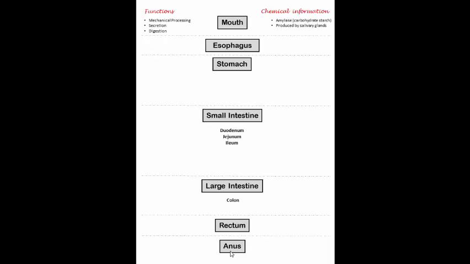Starting in the mouth, food is crushed and ground down by your teeth, and there's partial chemical digestion of food by your saliva. In particular, by an enzyme called amylase, which breaks down carbohydrates and is produced by the salivary glands in your mouth. So under functions, we have mechanical processing, secretion and digestion happening. And under chemical information, we write down the enzyme amylase and where it comes from, the salivary glands. In the esophagus, we simply have movement of food down to the stomach.